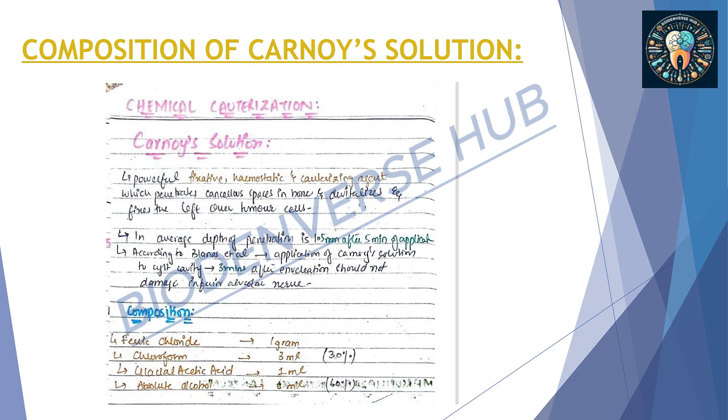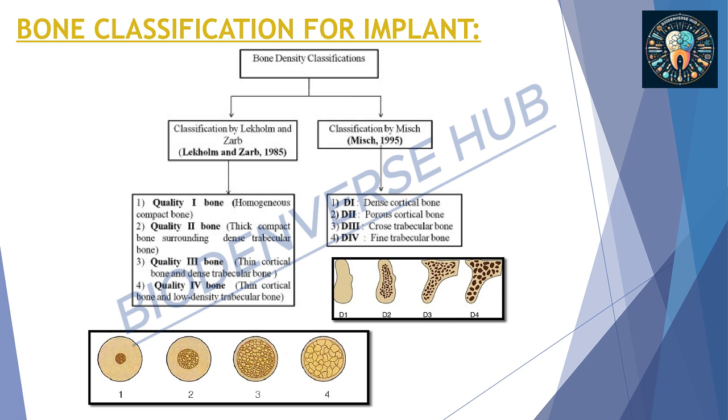So after that we have another station in which you could be asked about the bone classification for implant. In that regard we have two classification systems. First is of the Lekholm and Zarb. In that we have the quality 1 bone, homogeneous compact bone, the quality 2 bone, that is the thick compact bone surrounding dense trabecular bone, then quality 3 bone, that is the thin cortical bone and dense trabecular bone, and then the quality 4 type of bone, that is thin cortical bone and low density trabecular bone.